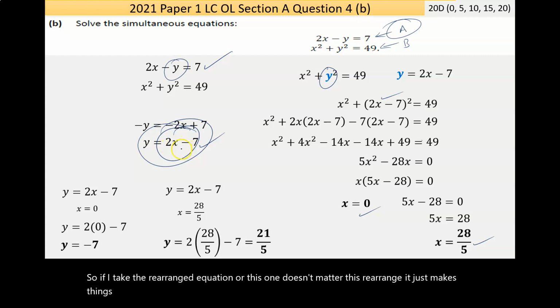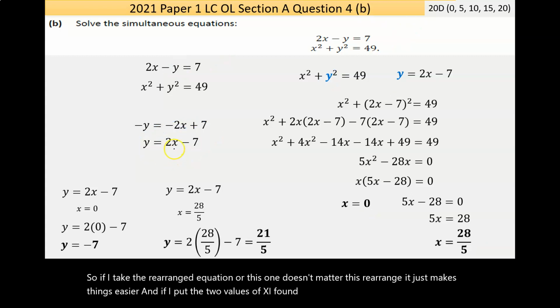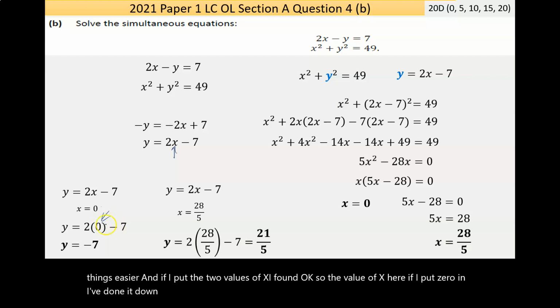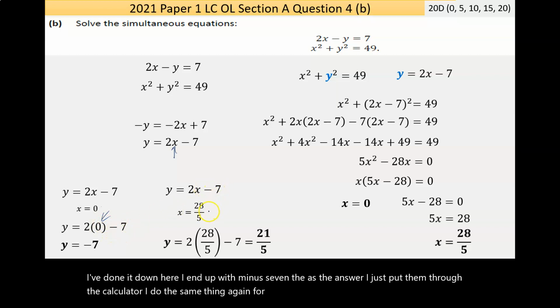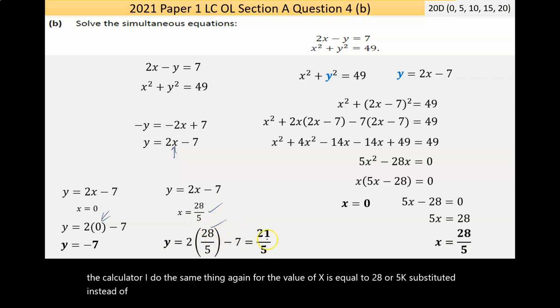If I put the two values of x I found in, the value of x here, if I put 0 in, I've done it down here, I end up with -7 as the answer by just putting it through the calculator. I do the same thing again for the value of x equal to 28 over 5. I substitute it in instead of x, put it through the calculator, and I got 21 over 5, which is roughly 4.2, I think it is.